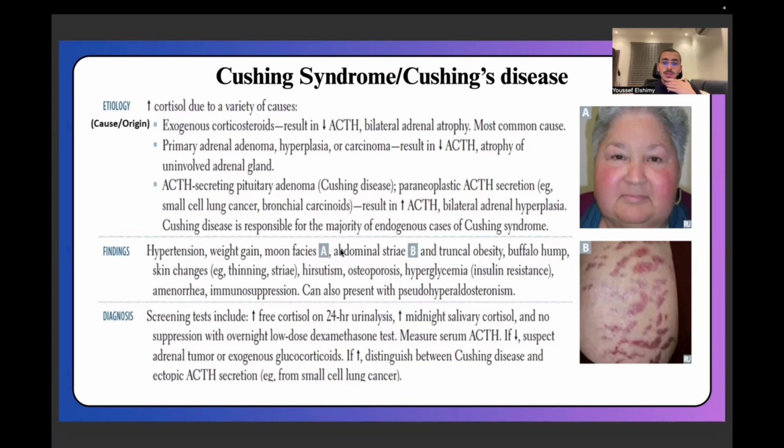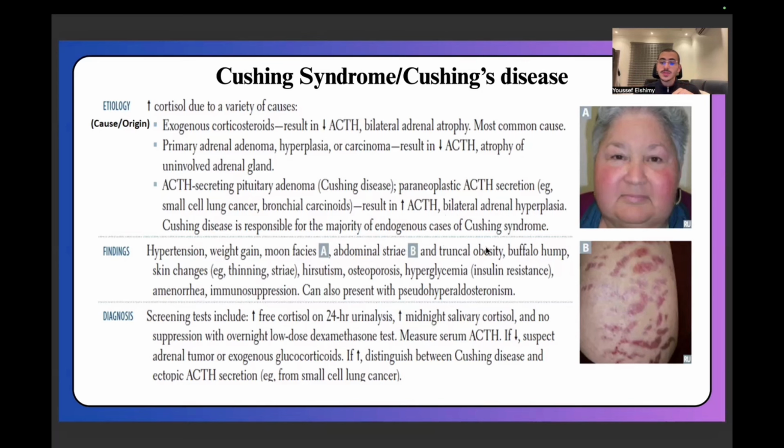So what would be the findings? Hypertension, obviously, because we mentioned that it upregulates the alpha-1 receptors, as well as it decreases the nitric oxide, as well as it has mineralocorticoid activity, so it would lead to more fluid retention or reabsorption. Weight gain, moon facies, abdominal striae because of the poor collagen synthesis and the thinning of the skin.